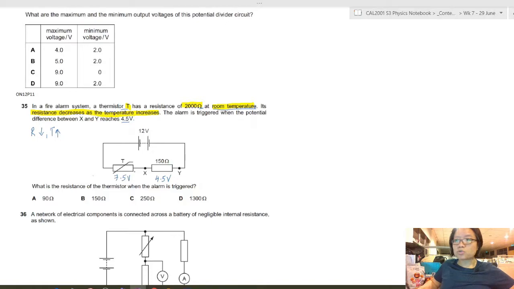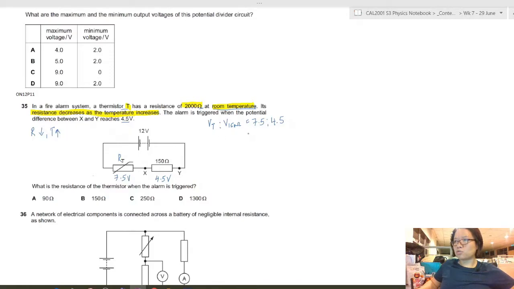It's time to use ratio. What ratio am I talking about? The ratio of the potential difference across the thermistor to the potential difference across the 150 ohm resistor, which is equal to 7.5 out of 4.5, is equal to, let's call this RT.